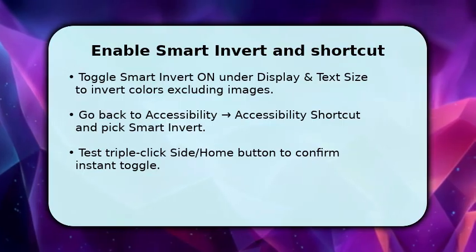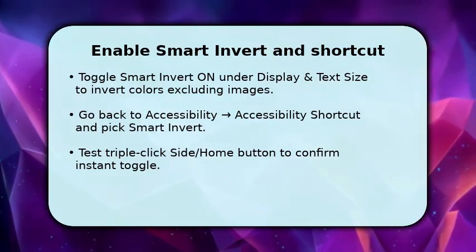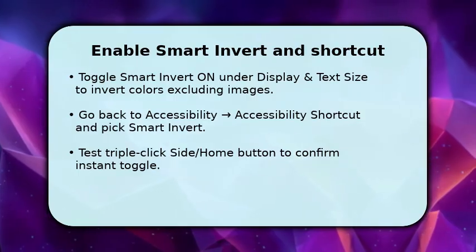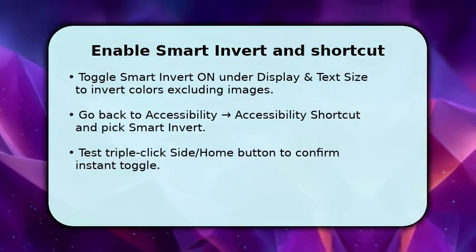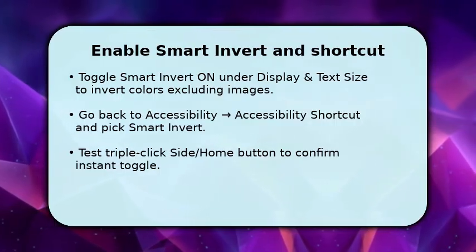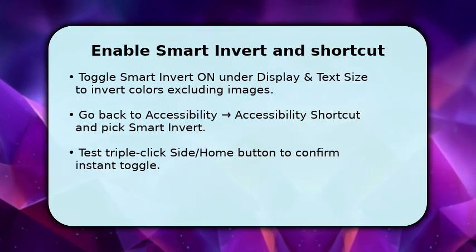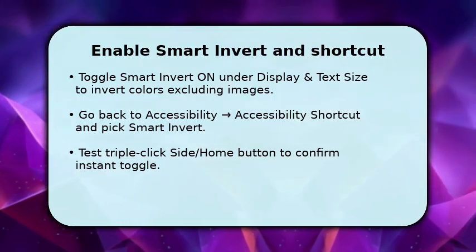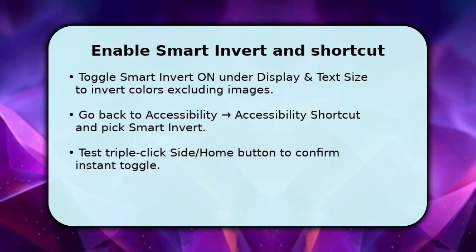Once enabled, return to Accessibility and open Accessibility Shortcut. Select Smart Invert so triple-clicking the side or home button toggles it. After assigning, test the shortcut, triple-click quickly, and watch the display flip. If it works, you've created an immediate, repeatable toggle for color inversion.